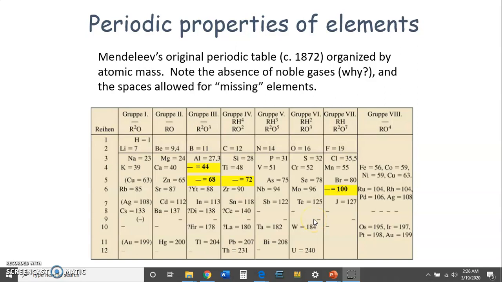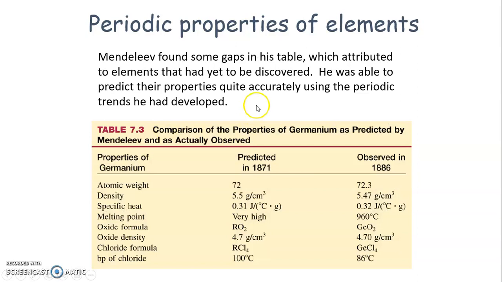And you know what? Not only was he right that there were elements that remained to be discovered, he nailed their properties. So this is germanium. Germanium wasn't observed until 15 years after Mendeleev predicted its properties based on the periodic trends that he'd observed, and, well, you can judge for yourself how close he got. He nailed it. He absolutely nailed it. And so that's pretty astonishing, and it's a testament to how powerful periodic trends can be if you understand them and apply them correctly.